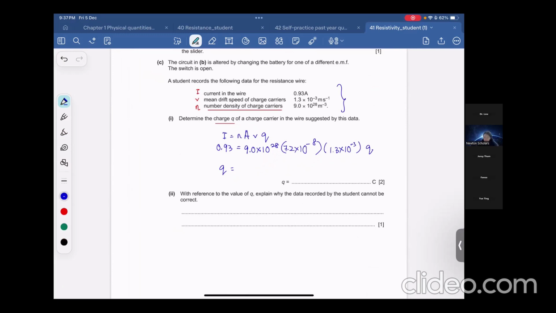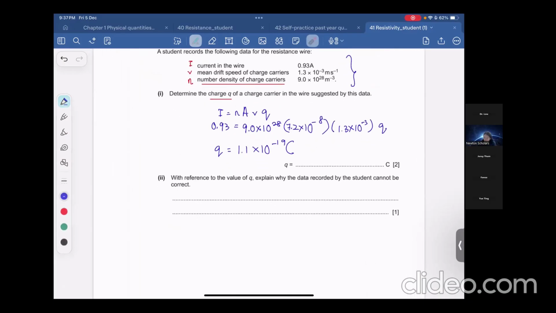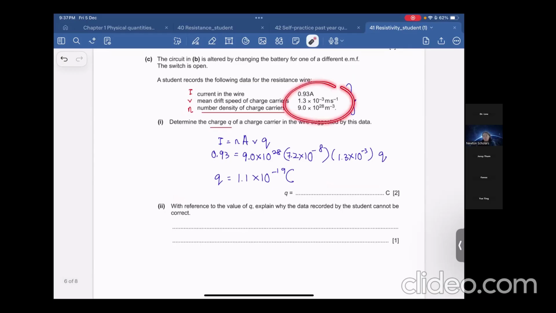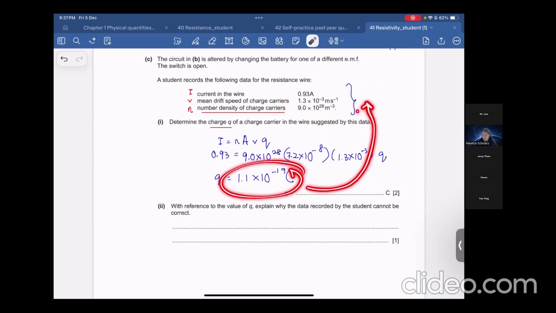So Vashini gave me the answer, 1.1 times 10 power of negative 19 C. Okay, this is the answer. So the most important part actually is here. With reference to the value of Q, explain why the data cannot be correct. So now the question tells you something is wrong with the data here. So you refer to the Q that we get, why is something wrong? From this value, how do I know that this data is actually wrong? How do I know?